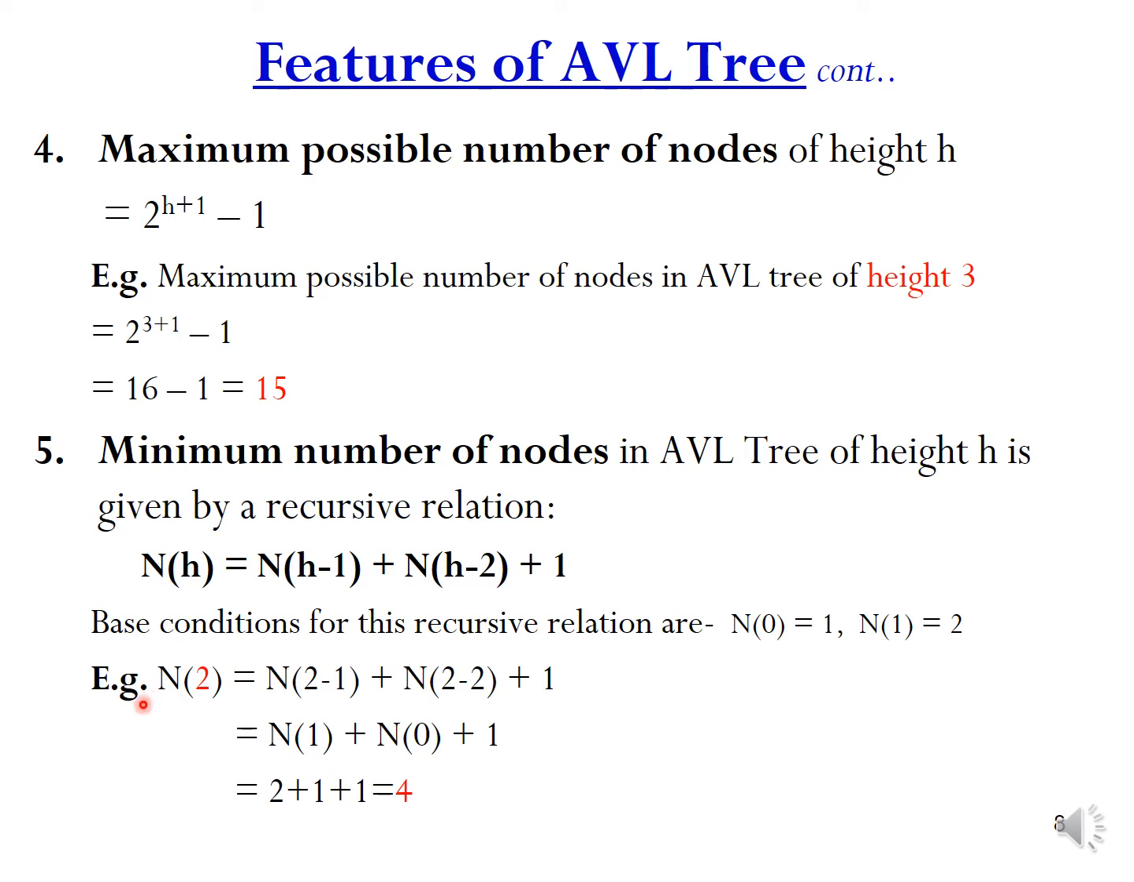Now we can calculate it for n2, when the height is 2. So we can calculate the minimum number of nodes. This will be n of 2 minus 1 plus n of 2 minus 2 plus 1, that is n1 plus n0 plus 1. n1 is 2, this is the base condition, and n0 is 1, so it comes out to be 4. So the minimum number of nodes in an AVL tree when the height is 2 will be 4.